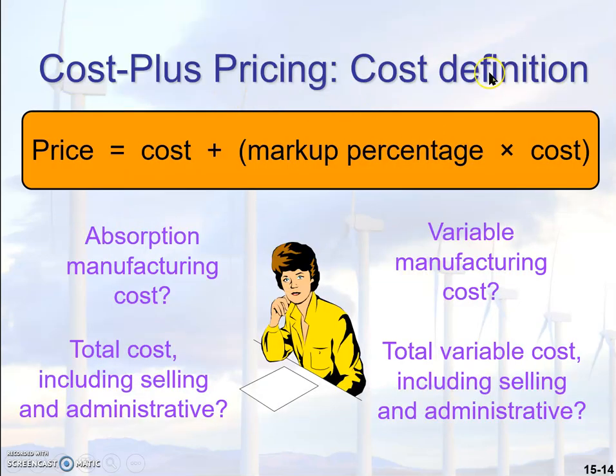There are several cost definitions, which are absorption manufacturing costs or variable manufacturing costs, or total costs including selling and administrative, and total variable costs including selling and administrative. You notice that the selling price is equal to the cost and then another component, the markup percentage, which is equivalent to 1 plus markup percentage, in brackets, multiplied by cost.